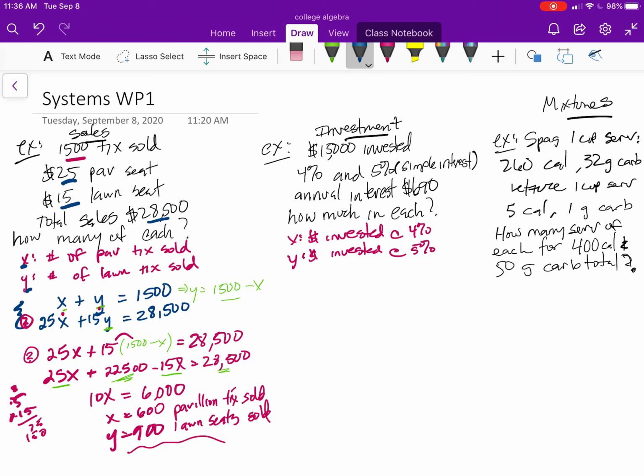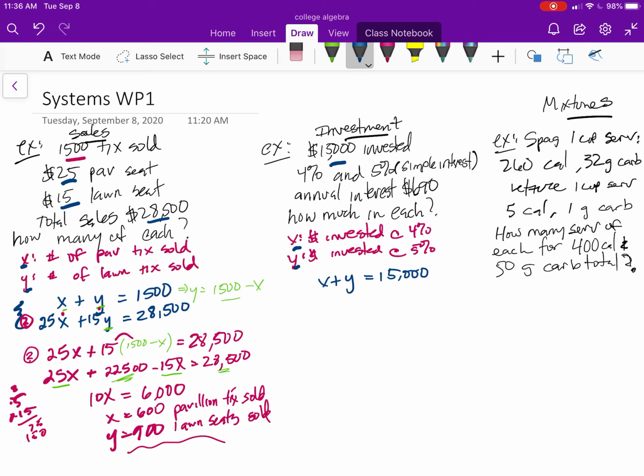So you're investing money in 2 different accounts, right? 2 different bonds. So if you put this much in one and this much in the other, and you put 15,000 total, then just like the other one, I know if I add the 2, I arrive there.